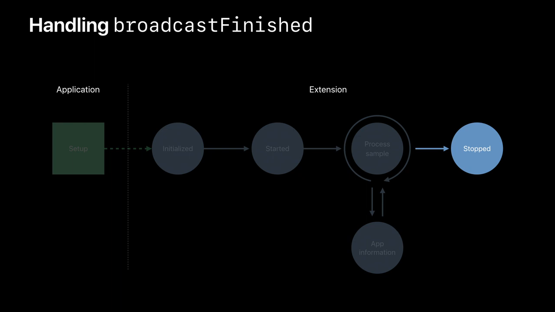When the user stops the broadcast one way or another, ReplayKit uses a function called broadcastFinished to communicate to your extension that the broadcast session is over and there will be no more samples delivered to the sample handler. In this function, you would probably like to finish uploading your buffered video and deallocate your media engine or anything else that you need to release.